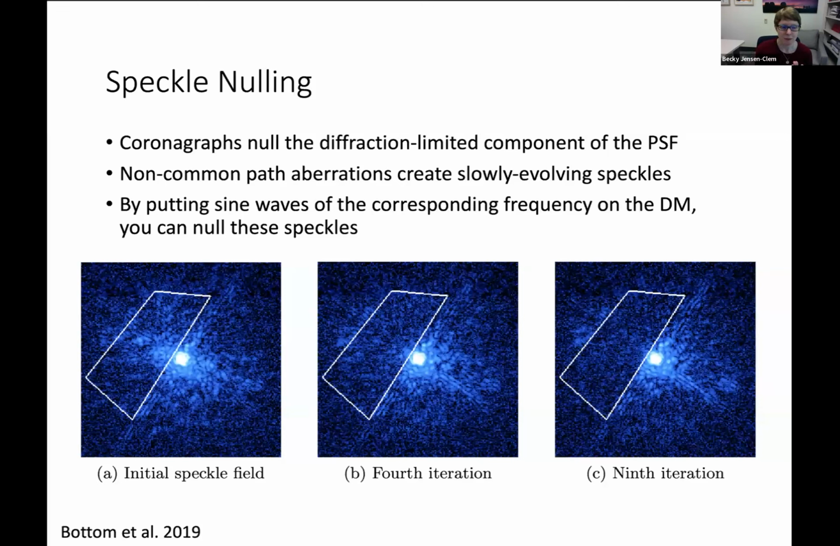Now, just by measuring the location and the amplitude of that speckle, you don't have sufficient information to know the directionality of that sinusoid or the sign of that sinusoid that needs to be on your DM. So you have to use your deformable mirror to probe, to introduce diversity with the DM itself in order to do that speckle nulling. Now, this is just one out of a huge range of techniques for speckle nulling, so I encourage you to explore this topic further if this interests you.